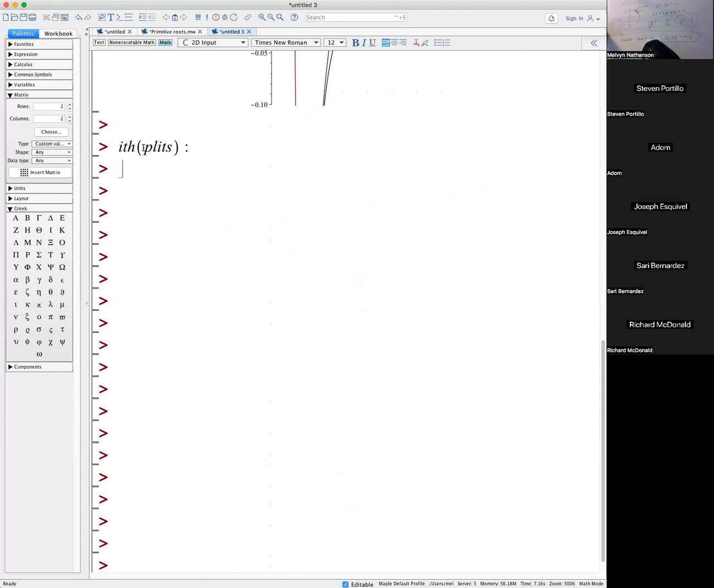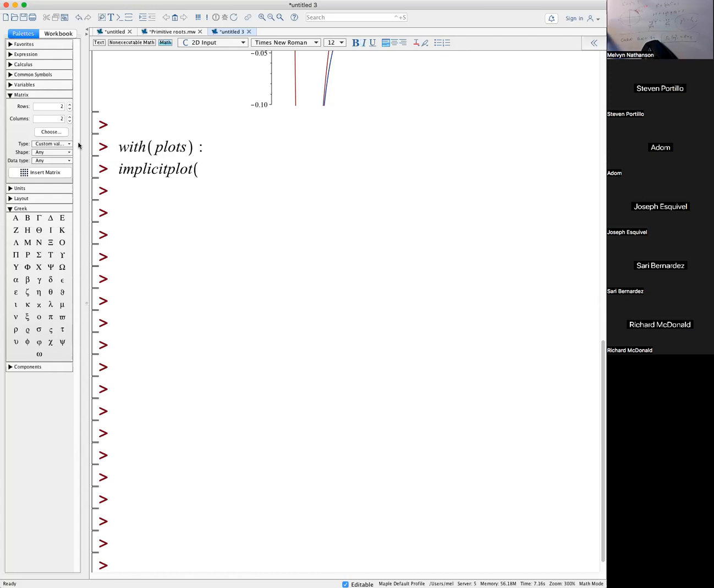Oops. This should be, let me do this correctly. With plots. If you're using Maple in your Math 155 class, you'll do this if you haven't yet. And if not, you can just appreciate the fact that I can do it.